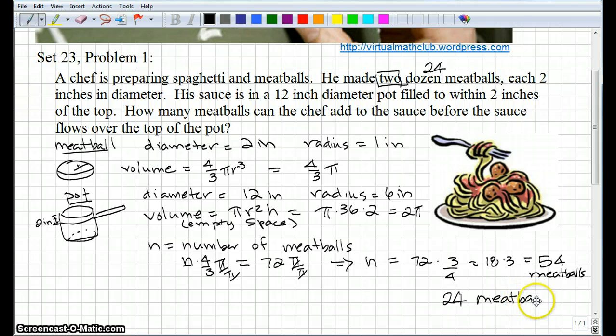Okay, meatballs. So technically we only have 24 meatballs, so that's technically the answer. Although if you got 54 meatballs, you're doing pretty well. It's kind of a mean trick to say it's 24 meatballs because we only had 24 meatballs. But either way, whichever answer you got, you did well. So, there you go.